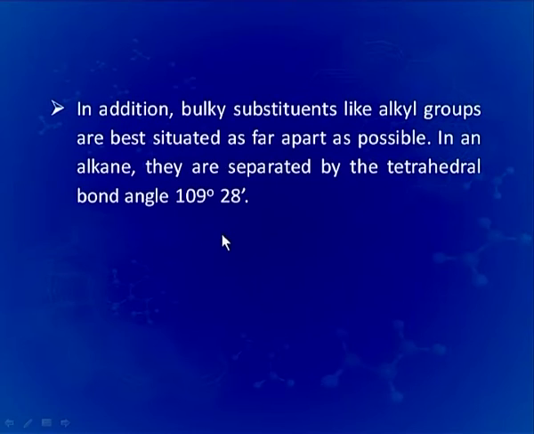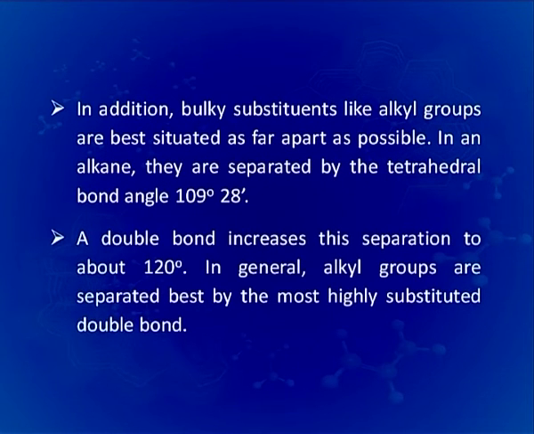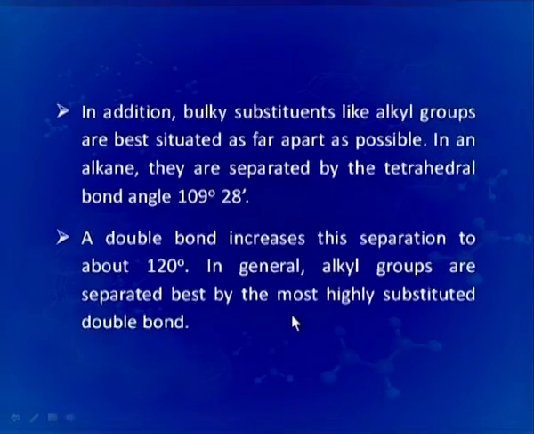In addition, bulky substituents like alkyl groups are best situated as far apart as possible. In an alkane, they are separated by the tetrahedral bond angle of 109 degrees 28 minutes, while a double bond increases this separation to about 120 degrees. In general, alkyl groups are separated best by the most highly substituted double bond.